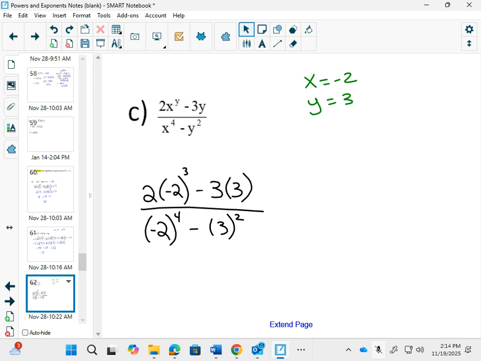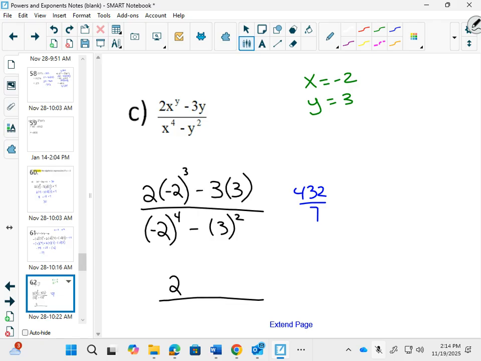And what did you get when you typed it in? 432 over 7. Yeah. Okay, so let's check it out if it works. Do we have exponents? Yes, we do. This will be 2, 6, and this will be negative 8. Minus 3 and 3. Okay? This will be 16 minus 9.